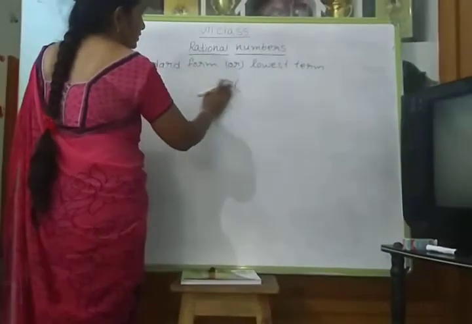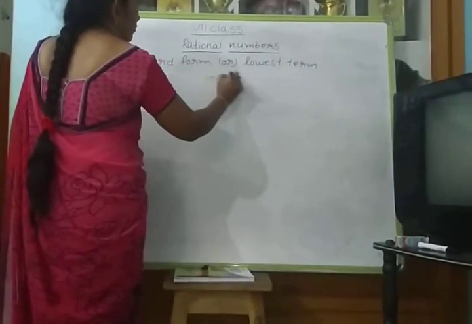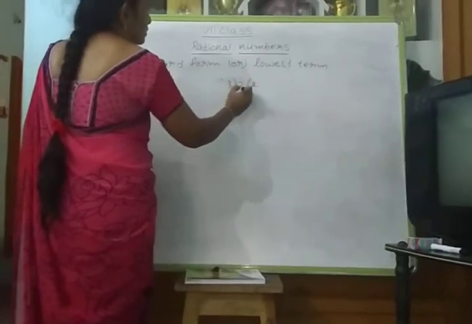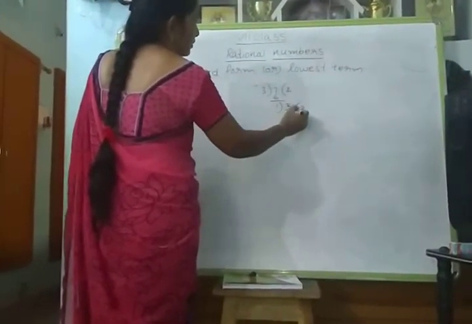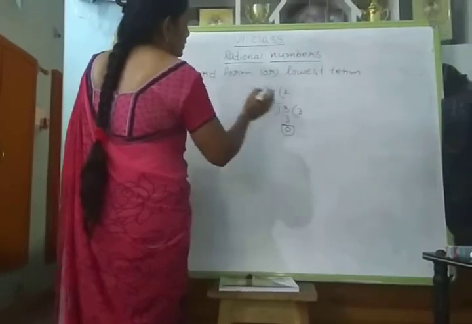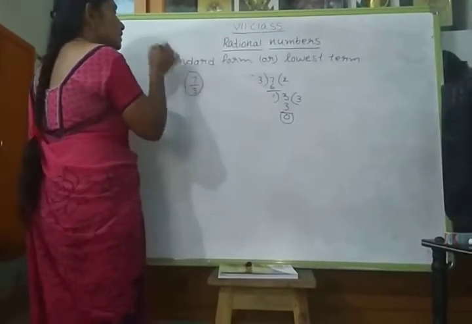Why? Because 7 and 3 are prime numbers. See, if you divide by the continued division method, 3 2s are 6, remainder 1, 1 3s are 3. So what is the HCF? 1. So this is in standard form.